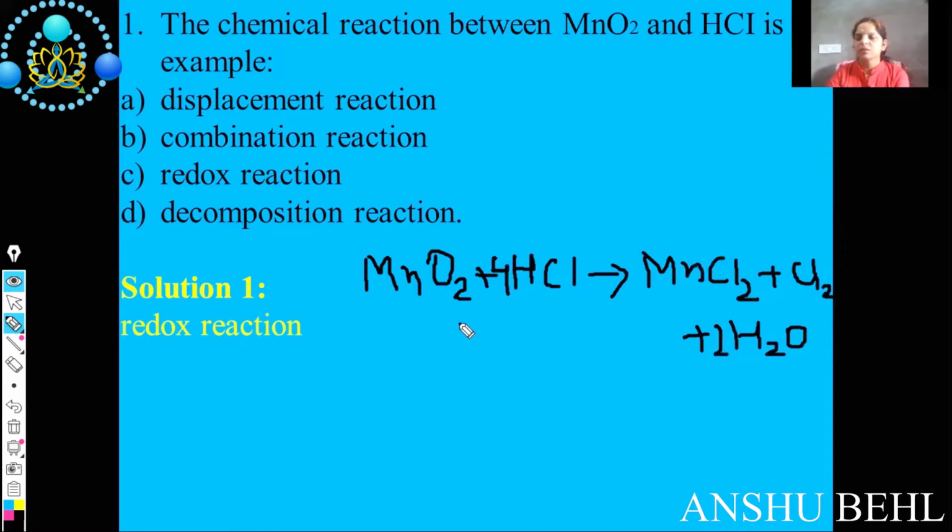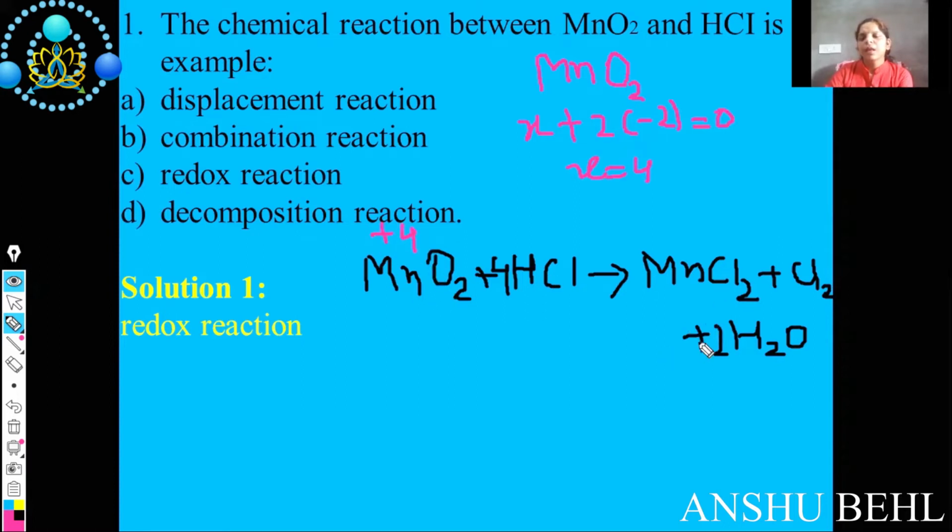Now this is balanced. We have to find the oxidation state of manganese in MnO2. Let's find it. In MnO2, we know that the oxidation state of oxygen is -2. Let's assume the oxidation state of manganese as X. So it is X plus 2 into -2 for oxygen, equal to 0. So X is coming to be 4. Oxidation state of manganese is +4.